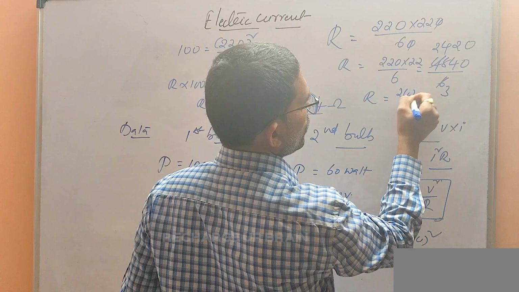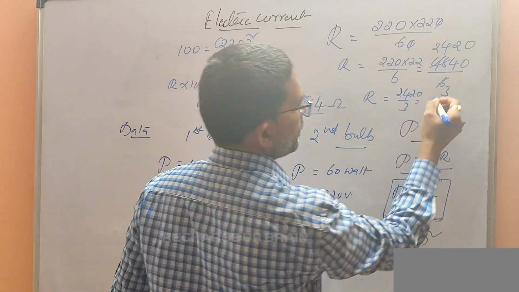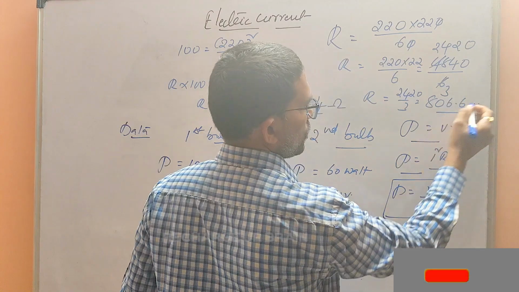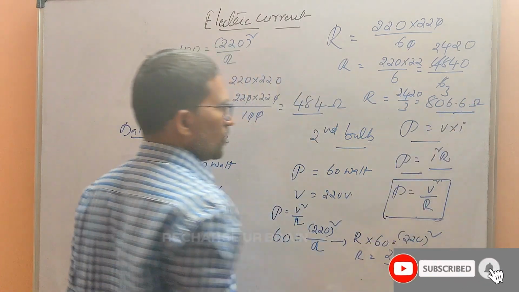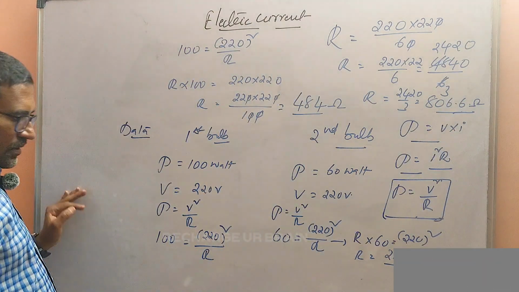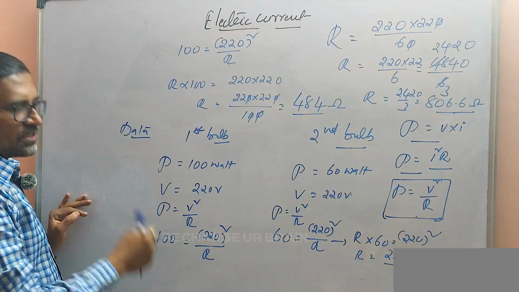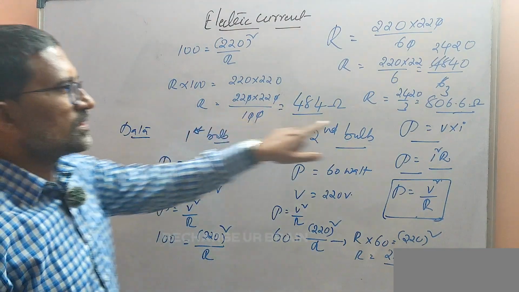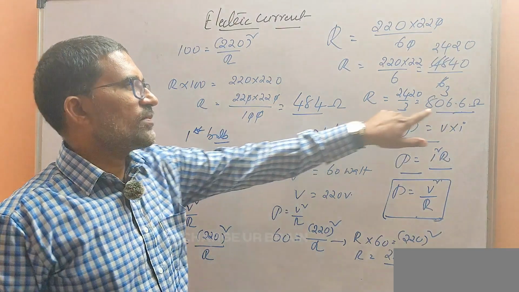Then 2420 by 3, I hope it is 806.666 so and so, that is ohm. So you tell me, based on these particular values, which is having more resistance, whether the first one is having more resistance or the second one is having more resistance.